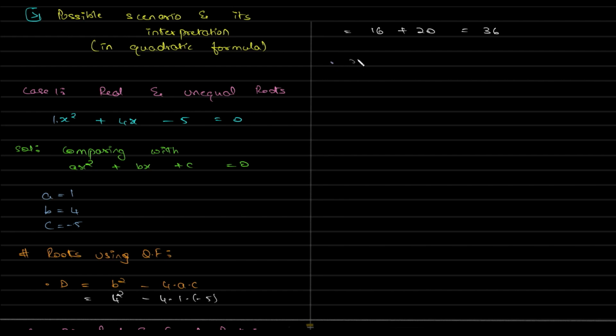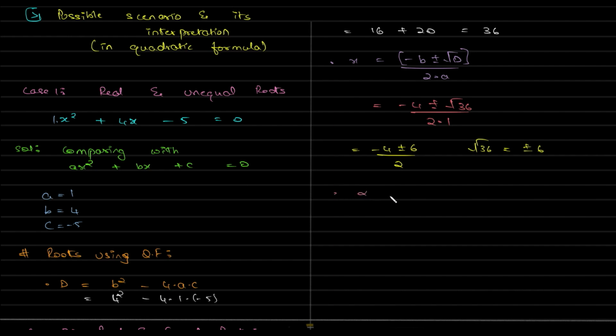Now we have the formula x is equal to minus b plus or minus square root of d divided by 2 into a. So if you substitute things over here, it will be minus 4 plus or minus square root of 36 divided by 2 into 1. So we have minus 4 plus or minus 6 divided by 2, right? Square root of 36 is plus or minus 6.